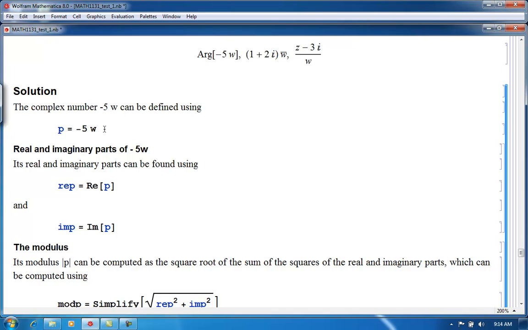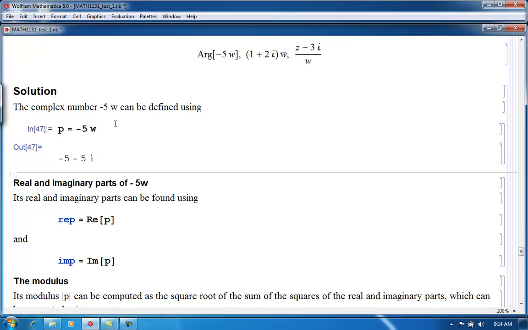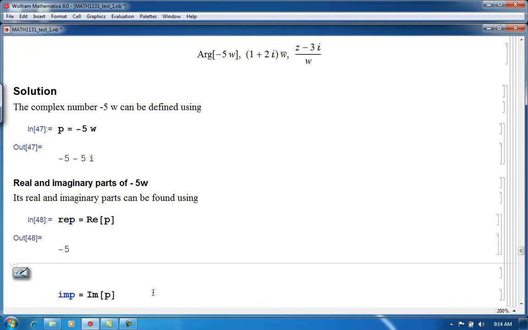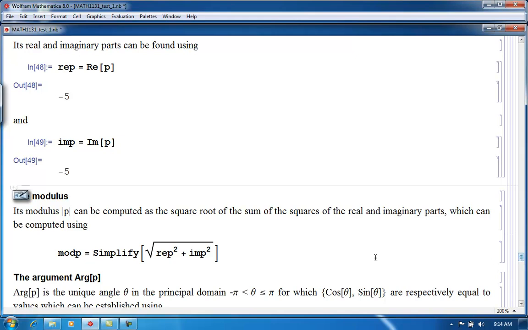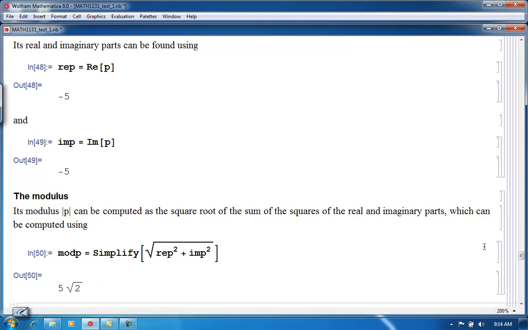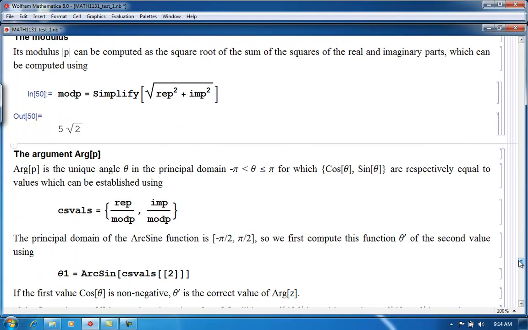So we define a complex number p equal to minus 5w, which is this one here, and we want to calculate its real and imaginary parts. So we do that, and now we find its modulus as the square root of the sum of the squares of its real and imaginary parts. And now we find the argument of that.